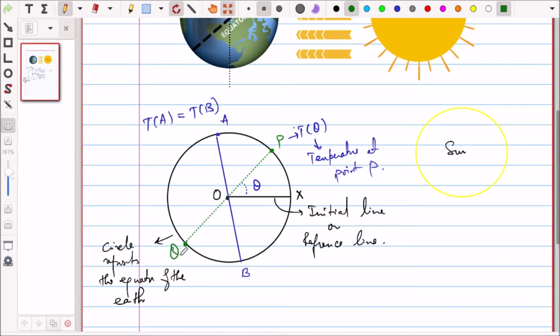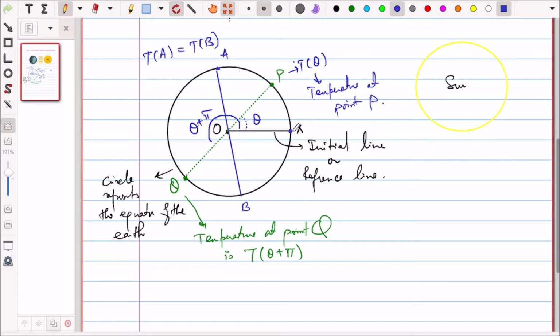The temperature at Q can be written as T theta plus pi, because if you look at this angle, it is theta plus pi. So if there are 2 points which are directly opposite to each other, then their temperatures can be written as T theta and T theta plus pi. Now what is the temperature at this point X? The temperature at X is T0.